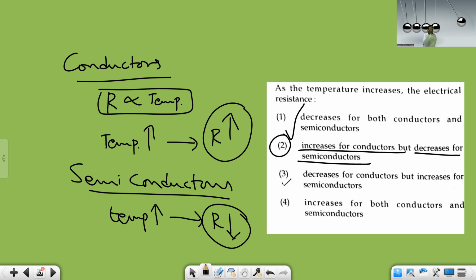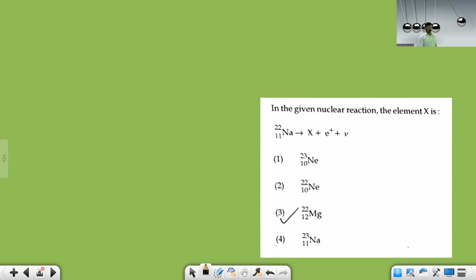So it increases for conductors because here they told us the temperature increases. So increase for conductors, and for semiconductors it is opposite, decrease for semiconductors. That is what is given here. I hope you are clear with this question.